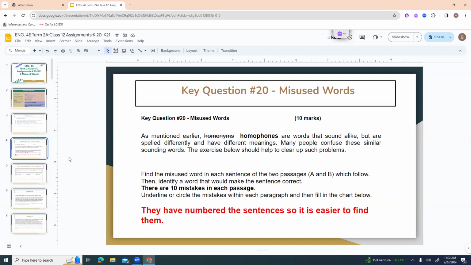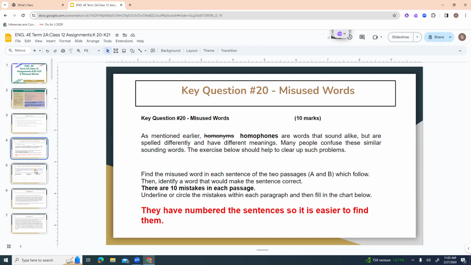First of all, they want you to find the misused word in each sentence of the two passages. There are two different paragraphs, paragraph A, paragraph B. I'm going to show them to you in a second. And once you find the incorrect word or misused word, then you're going to identify what would be the correct word in that sentence. There are 10 mistakes in each of the paragraphs. You're going to underline or circle the mistakes within each paragraph and then fill in the chart below. They have also numbered the sentences, tiny little numbers, so it's easier to find them and list them.